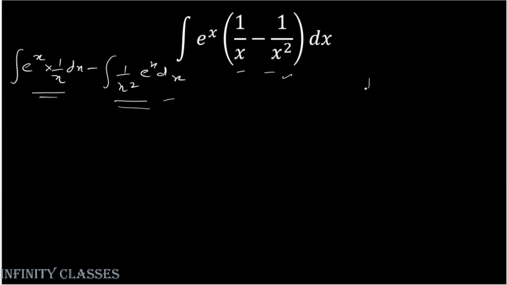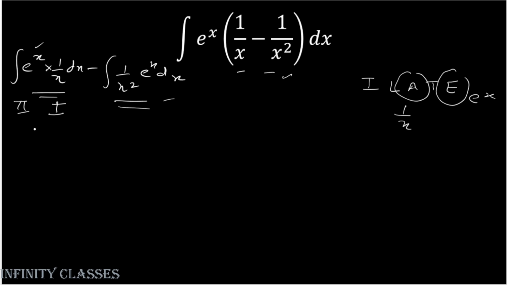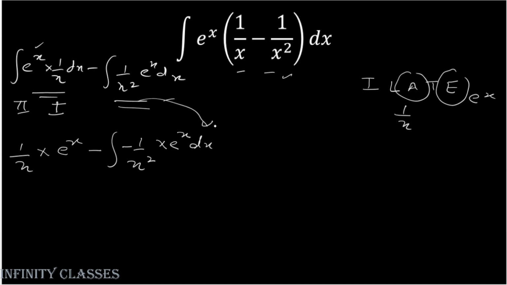As per ILATE, E is exponential, so this one is exponential e^x, and 1/x is algebraic. Algebraic comes first, so we will take 1/x as the first function and e^x as the second function. We will substitute this in our formula. First function into integration of second, meaning integration of e^x, as we know is e^x, minus integration of the derivative of the first function, minus 1/x², and integration of e^x, as we know e^x dx. We will write this part here. So this one is minus 1/x² e^x dx.